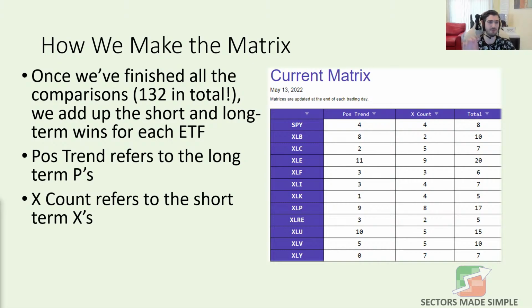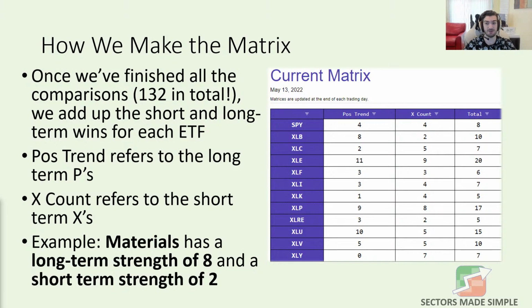Let's use this table below and do an example. Materials, or XLB. Materials has a long-term positive trend strength of 8. An X count short-term strength of 2. That is how you read the matrix.